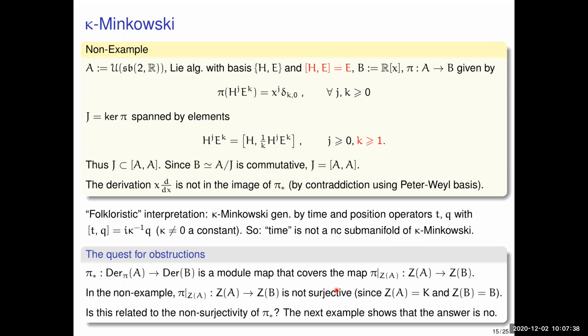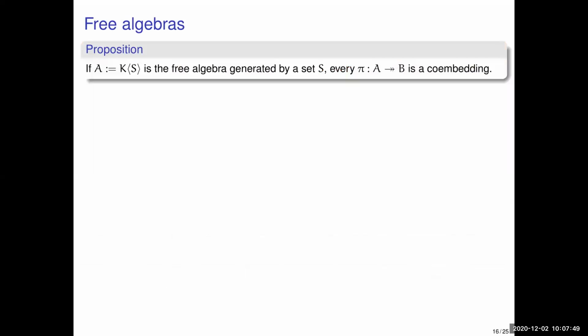And you can prove that there is an obvious example where pi is not surjective on centers, but still you have a co-embedding, so on derivations it is surjective. This obvious example is given by free algebras. If A is the algebra freely generated by any set S, then you can prove that any quotient map from A to B, whatever B is, is a co-embedding. If you want, you can think of this as the free analog of the polynomial example that we saw before. In the commutative case, we say that every quotient algebra of polynomials in x1, ..., xn is a submanifold algebra. Here, you forget about commutation relations. You have this free algebra, and still this is true.